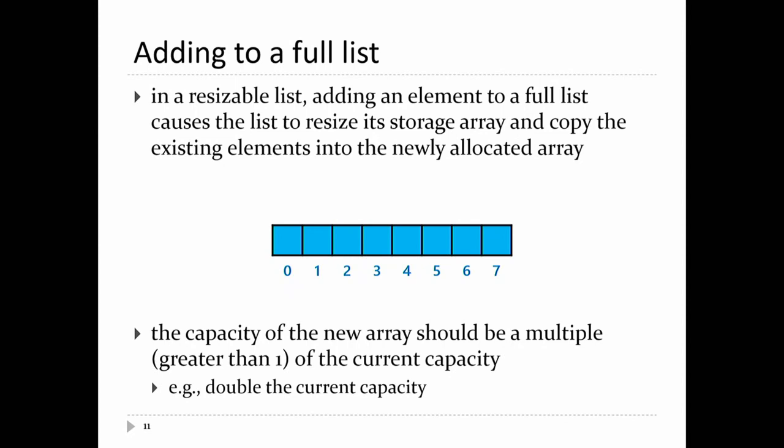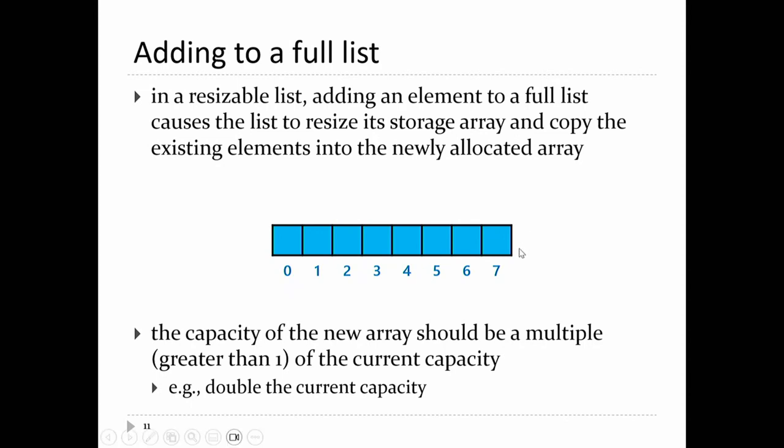Adding to a full list. If the array that's holding the elements of the list is full and you try to add another element to the list, that should succeed. And so we need to make this array bigger, and so now we're going to use realloc. We allocate the original array using malloc. When the array becomes full and we try to add more elements, we're going to reallocate this array. Remember, reallocating makes the array bigger, and it copies over all of the elements for us, so we don't have to worry about the copying.